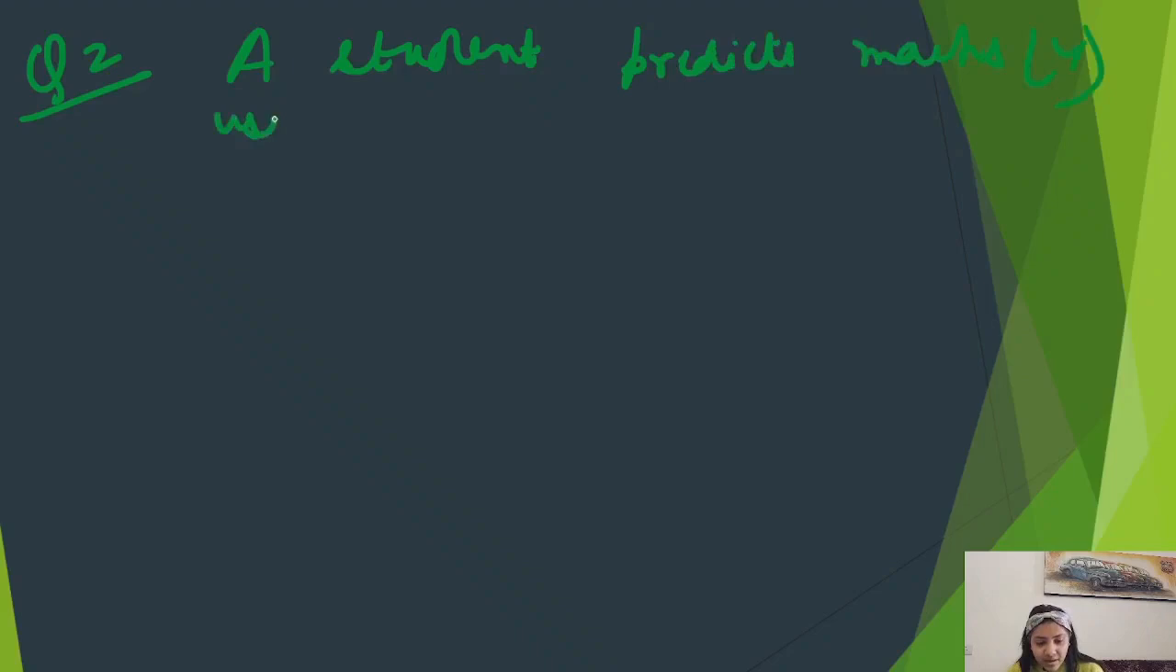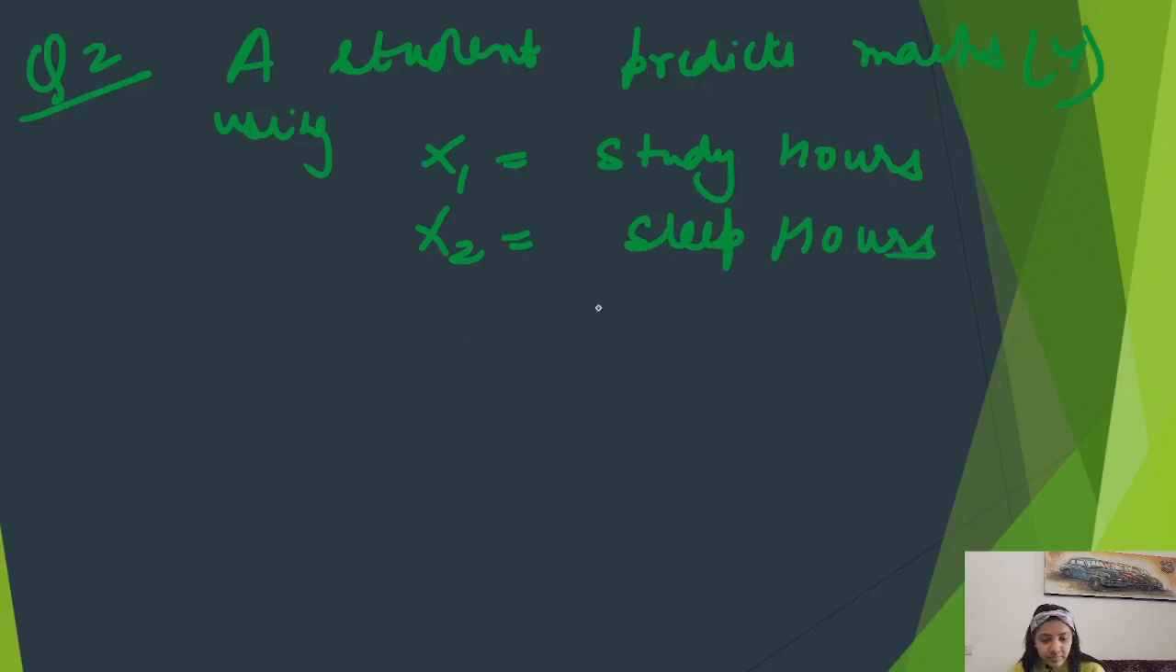Let's see another numerical. A student predicts marks Y using the following predictor values. X1 is study hours, X2 is sleep hours, and X3 is mobile usage. And what are the values given to us?